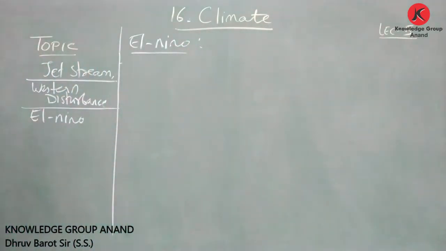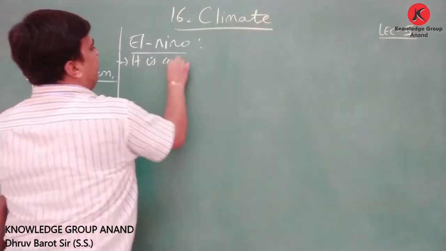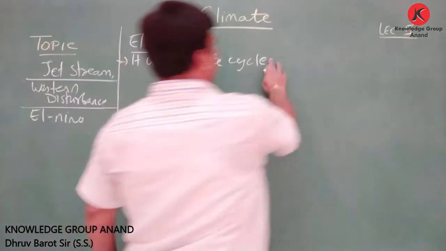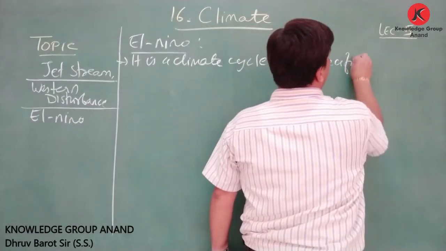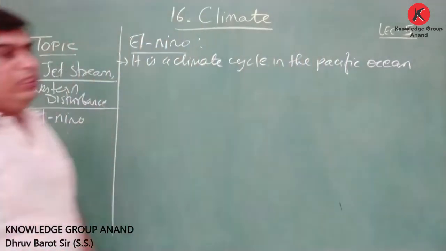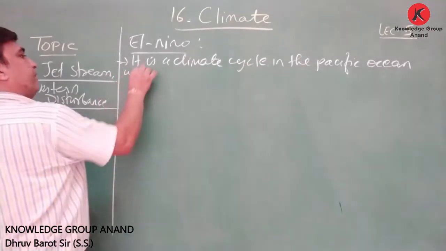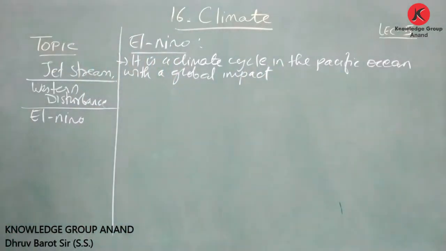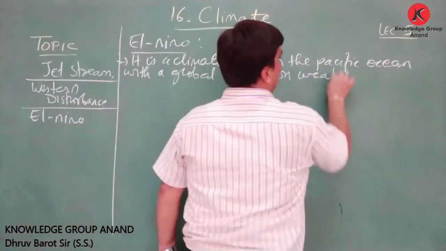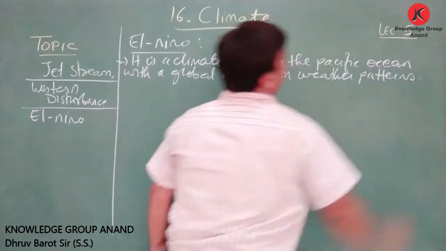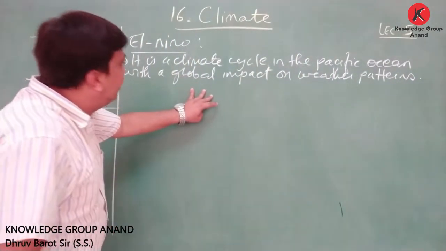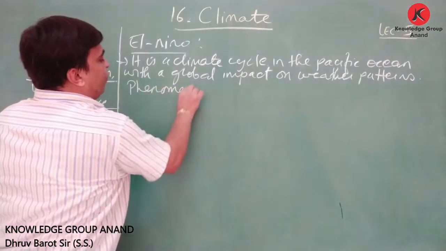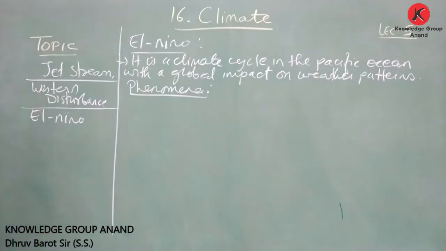If we talk about El Nino, it is a climate cycle in the Pacific Ocean with a global impact on the weather pattern. Let us understand its phenomena.